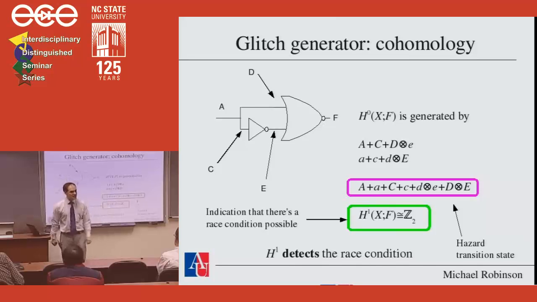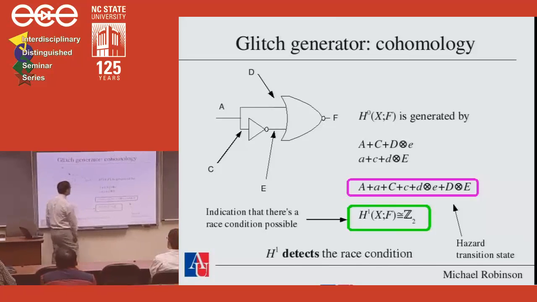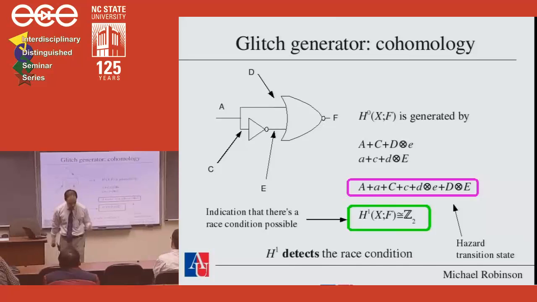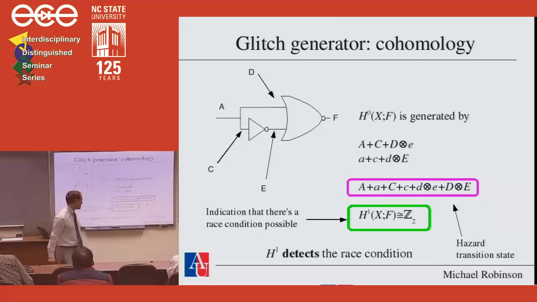And a good way to detect that is to say that there's a particular local section that's been obstructed. There is a race condition. And you can tell that by the fact that there's another element of cohomology that has showed up.